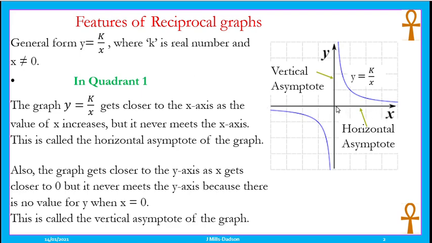Now, this is the positive section of the graph. This is the negative section of the graph. It is not joined simply because our x cannot be 0. That's why it's disjoint. Okay.